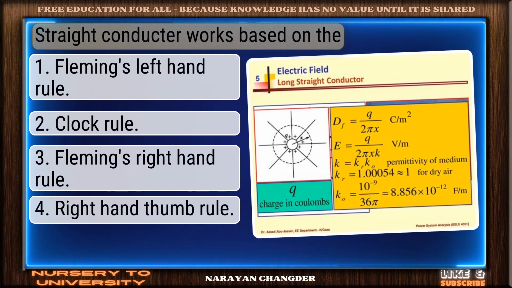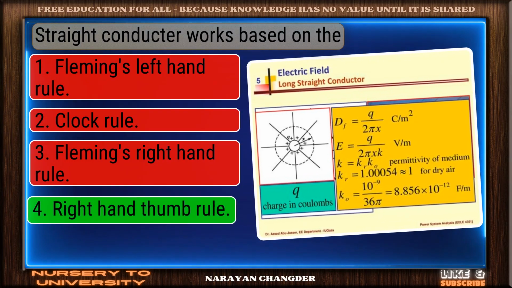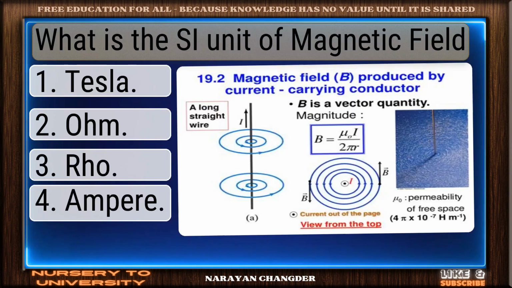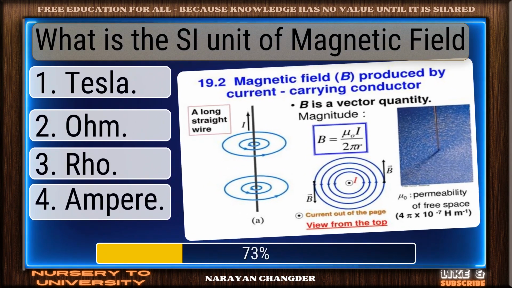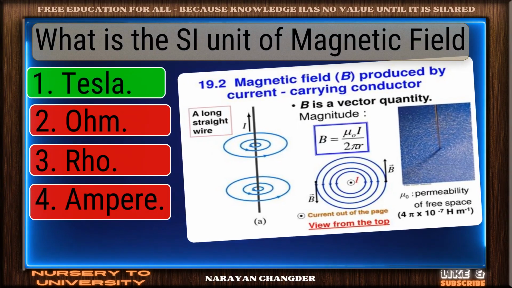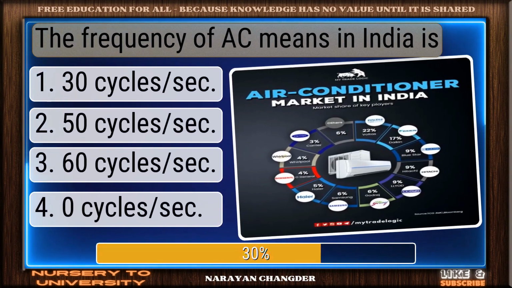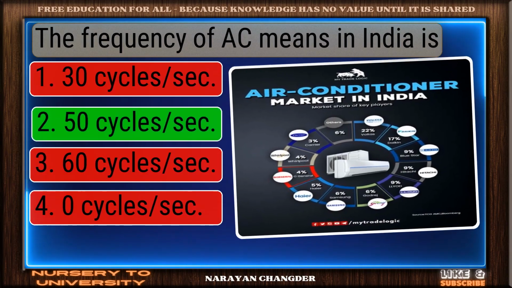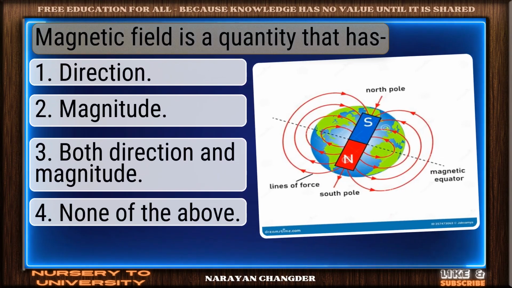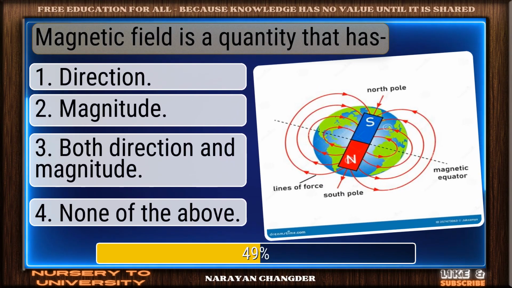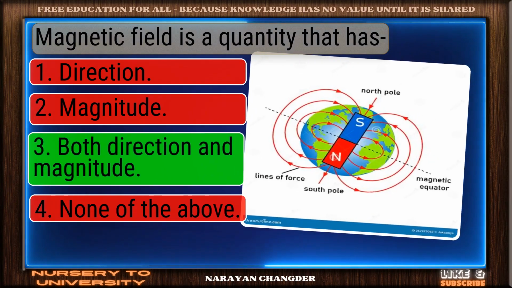Straight conductor works based on the. Nice selection. Right-hand thumb rule is correct. What is the SI unit of magnetic field? Well done. Tesla is right. The frequency of AC mains in India is. Perfect. 50 cycles per second is the one. Magnetic field is a quantity that has. Smart pick. Both direction and magnitude is correct.